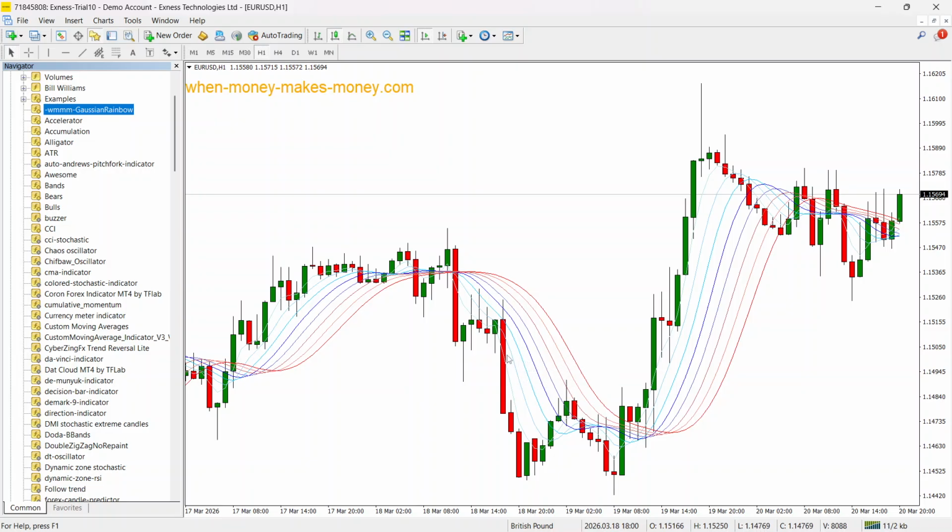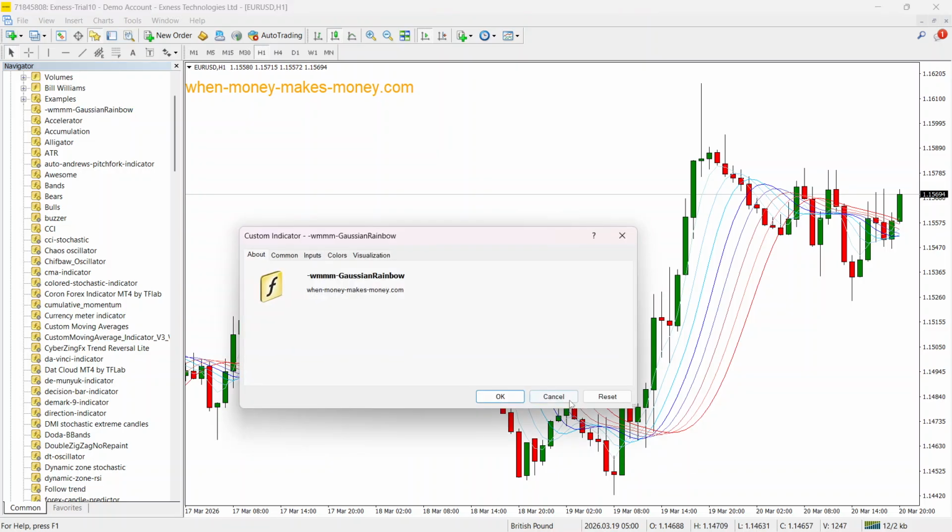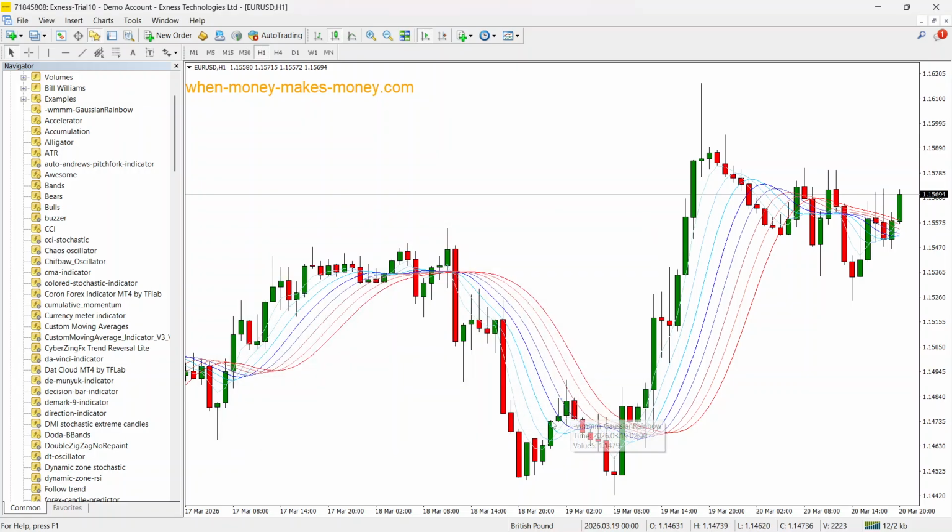When the bands are compressed and tangled together, it suggests low momentum or a ranging phase where trend direction is unclear, as we see over here at this ranging point in the chart, or over here again.